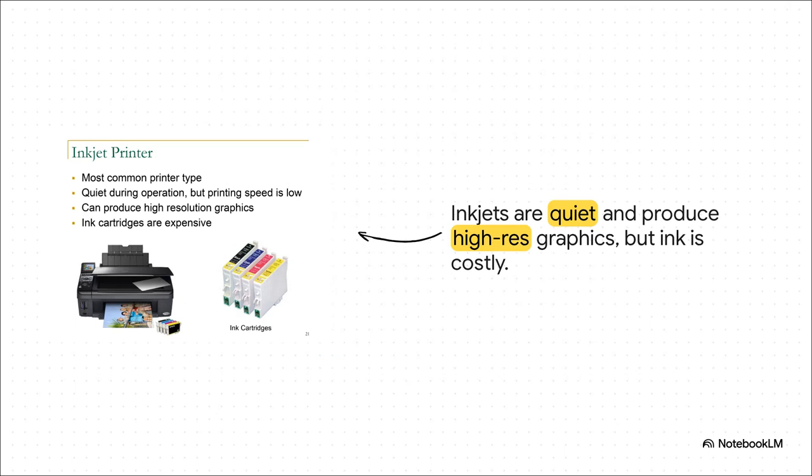Next up is the inkjet printer. This is probably the one you have at home. It works by spraying these microscopic dots of ink onto the paper. They're nice and quiet and can produce beautiful, high-quality color images, which makes them perfect for photos. The only catch? Those replacement ink cartridges can get a little pricey.